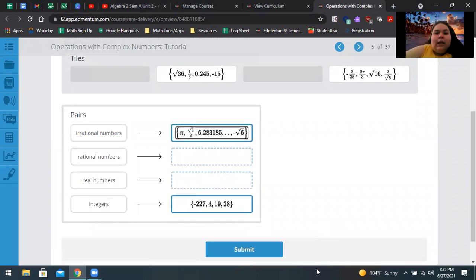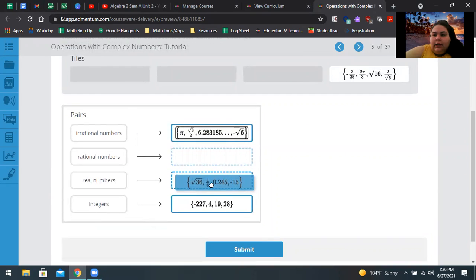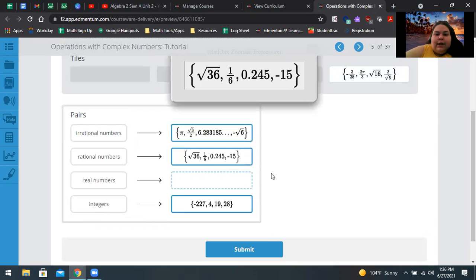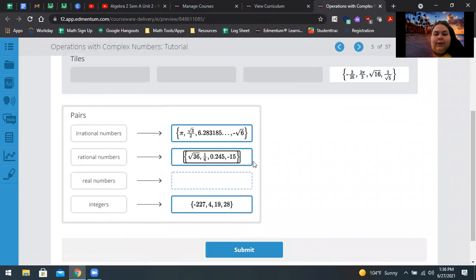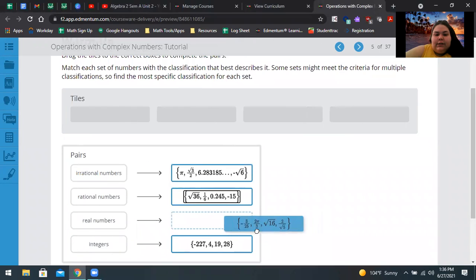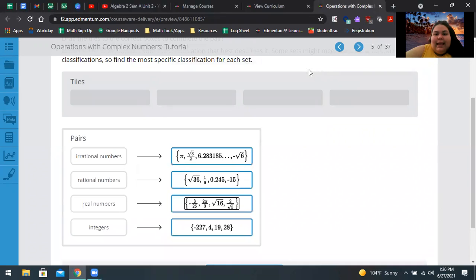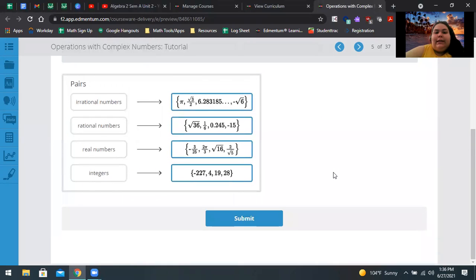So for rational numbers, do you see where it's 6, 1 over 6? I'm going to put that in for our rational. These will be under our rational numbers because if we take 1 over 6 as a decimal, it gives us a repeating decimal, not like these irrational ones. And then these are going to be considered our real numbers. It can be any number, it doesn't matter if it's rational or irrational.